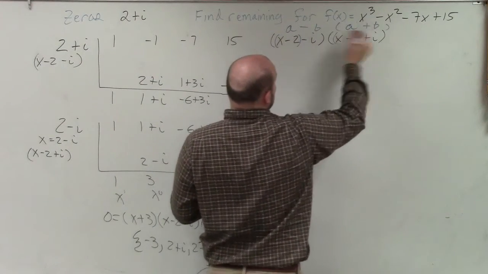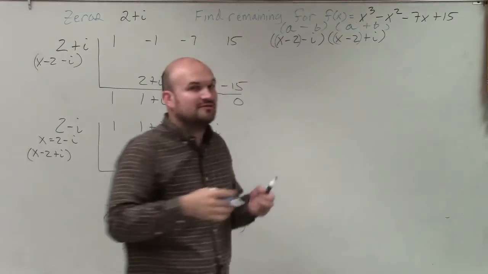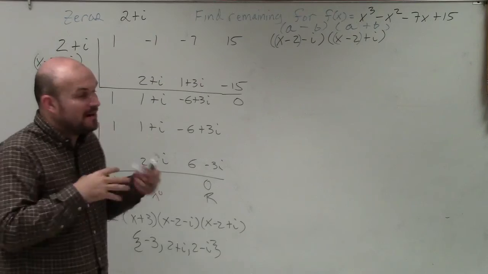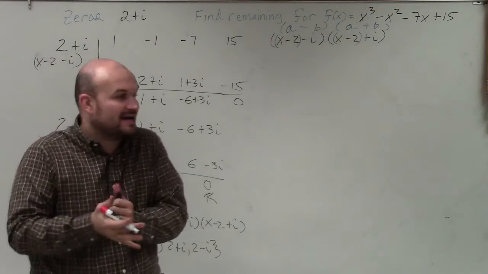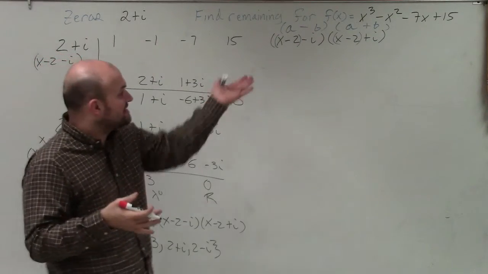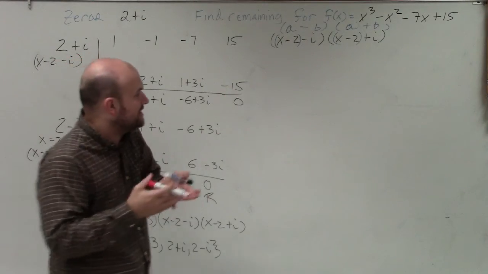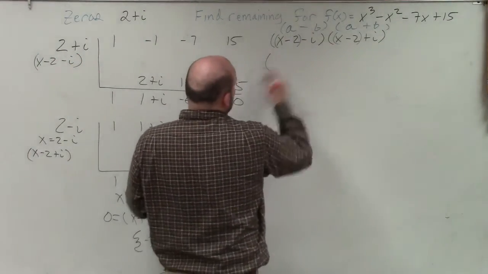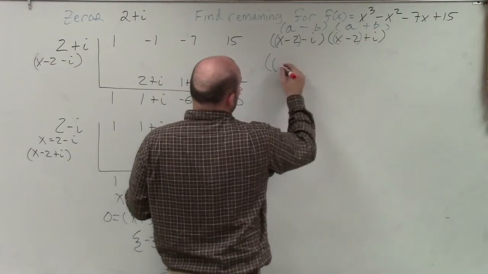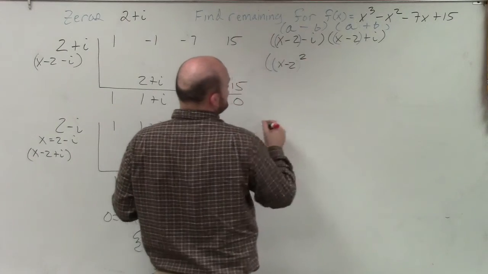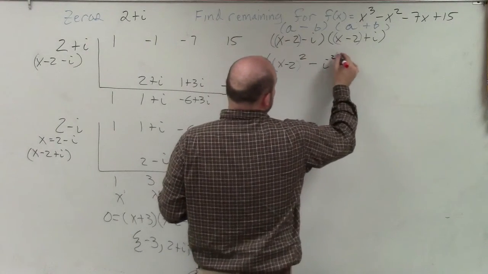So hopefully you see that I'm multiplying two expressions in the form of a minus b times a plus b. And hopefully you remember from factoring and simplifying that that's the difference of two squares. When you multiply them, it produces a squared minus b squared, meaning your middle terms are going to cancel out. That's very important because rather than having to do all that work multiplying, I know that that's going to produce x minus 2 squared minus i squared.